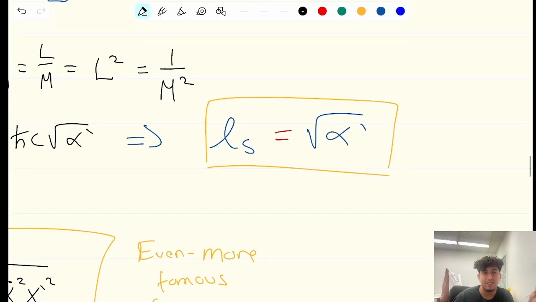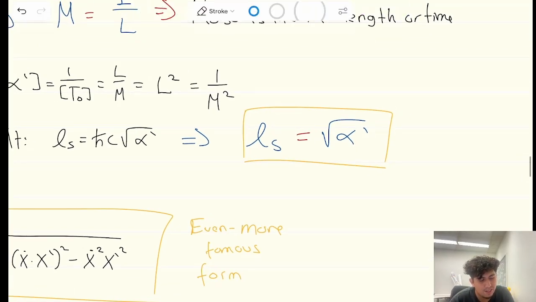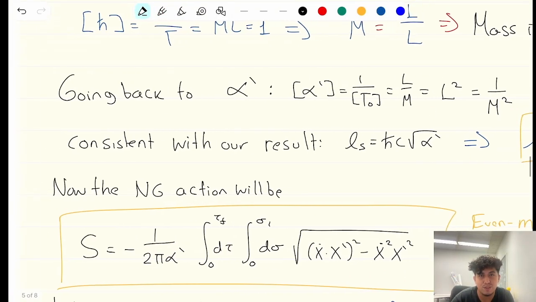And now we can just put it like this. This is a very, very beautiful and famous formula that the length of a string is just going to be the square root of the slope parameter. And yeah, you're going to see this everywhere, so just remember it.